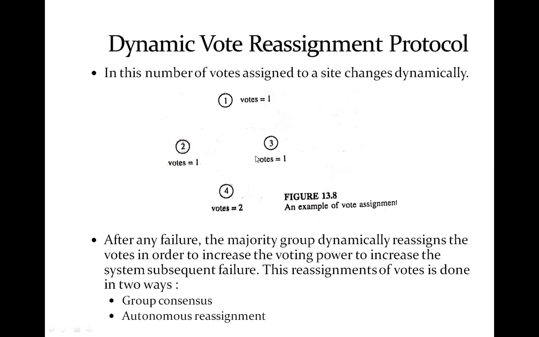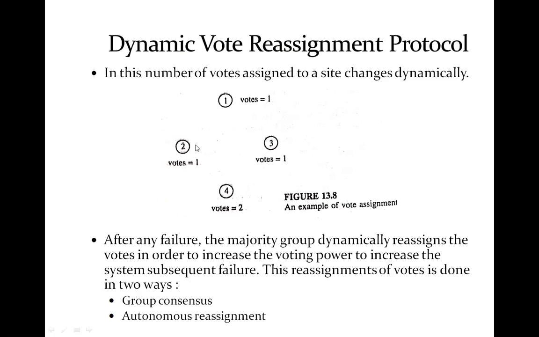If a network partition separates site 4 from the rest of the system, then site 1, site 2 and site 3 can still collect the quorum, that is the majority, while site 4 alone is not able to collect the quorum because it is partitioned.